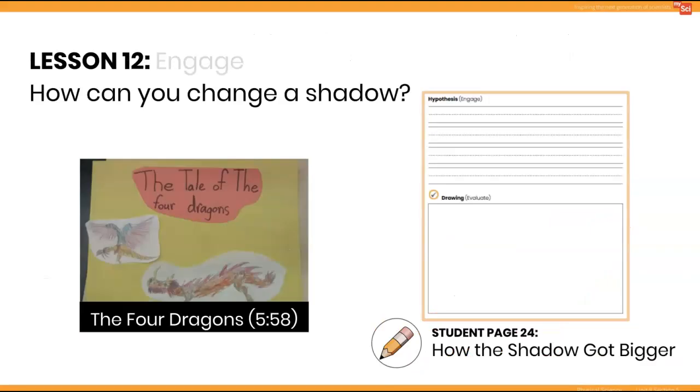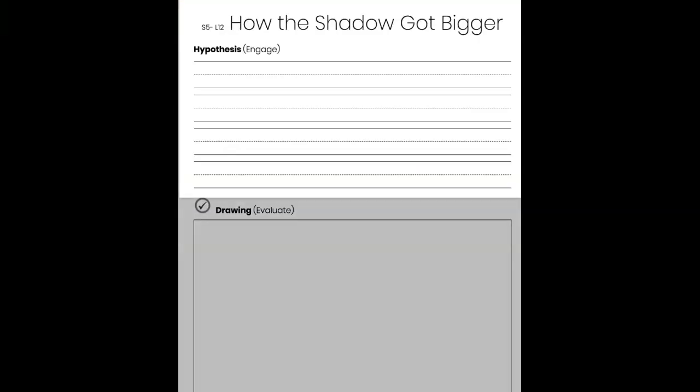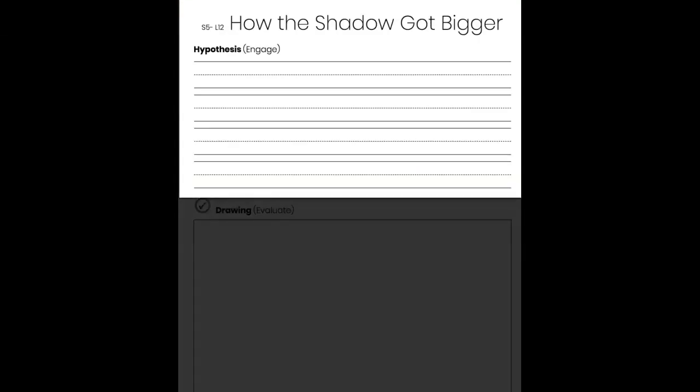created. In the Engage portion of this lesson, you'll ask students, how do you think we can make shadows larger or smaller? Have them get student journal page, How the Shadow Got Bigger. Have students record their hypothesis on the student journal page and briefly discuss answers.